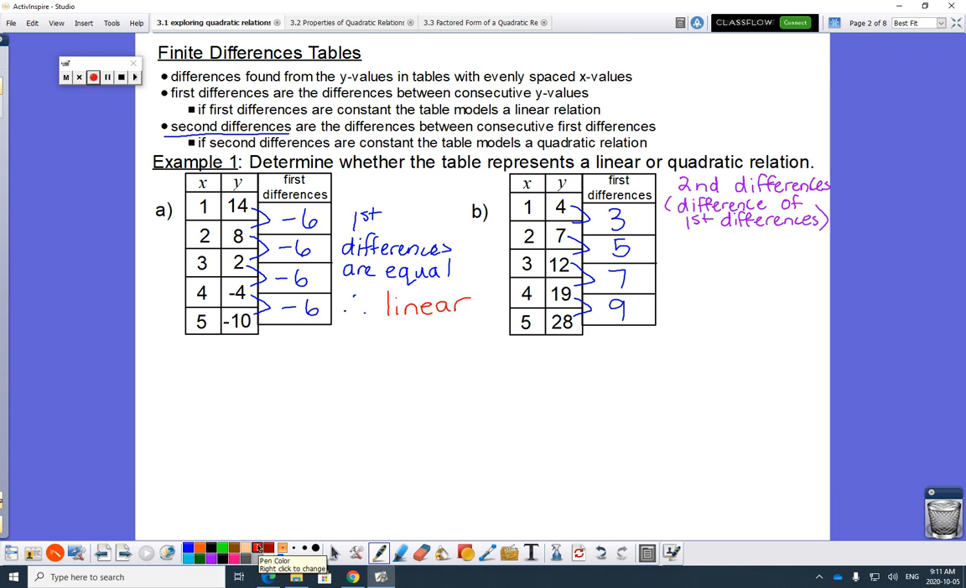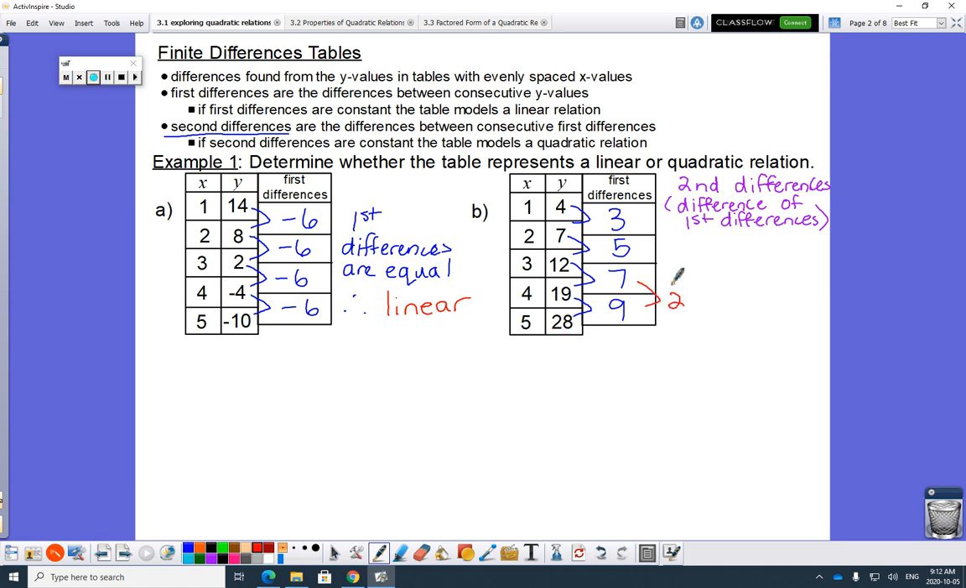So the difference of the first differences. So first differences, check if it's linear. And then now you will be able to check if it's quadratic. And then if the second differences aren't equal, then it's neither. Okay, that's a possibility as well. There are other graphs out there.